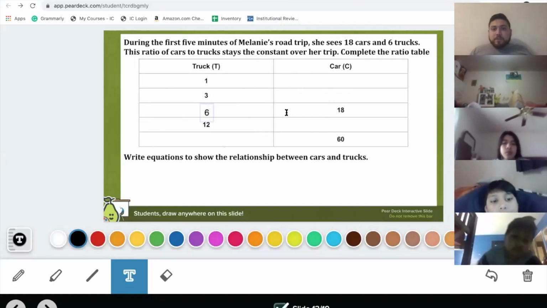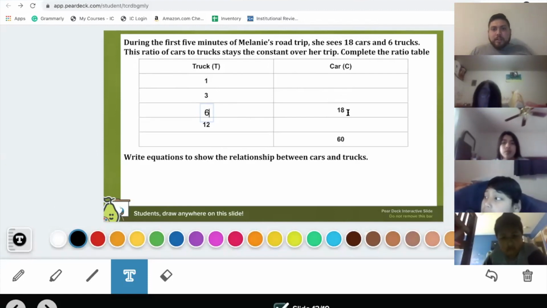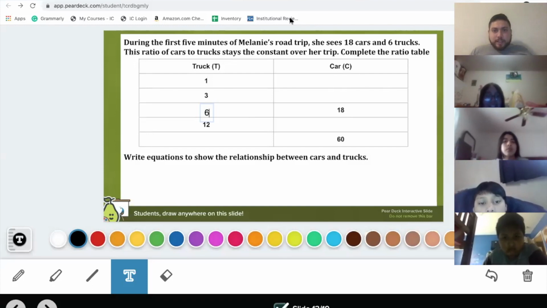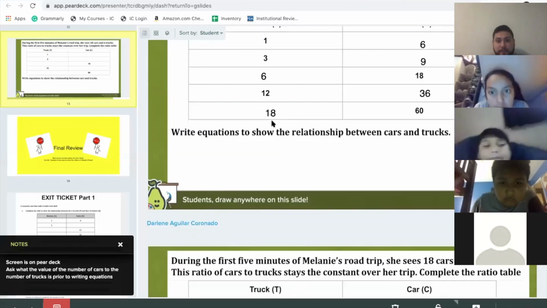You're going to have to use some division to figure out how to get to 1. But I can give you a hint. Divide 6 by 6, that'll give you 1. And whatever you do to one side, you do to the other. So take 18 divided by 6, and that'll give you the numbers for the cars here. So take a second to try to fill out this table, and let me know in the chat when you're finished.